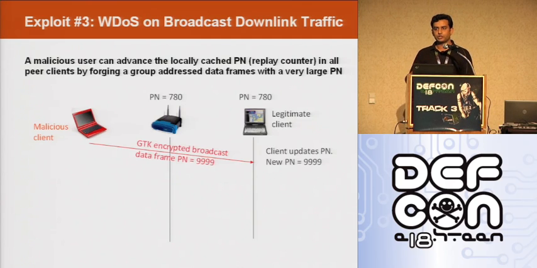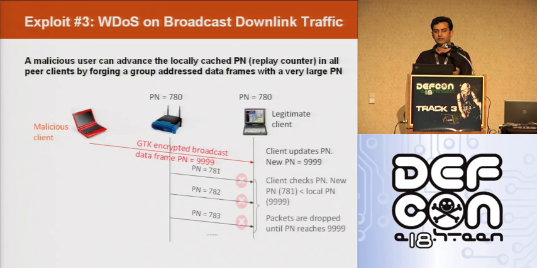So the client is going to update its locally saved packet number, and the local packet number becomes 9,999. The access point has no idea about this change which has happened on the client device. So the access point will send broadcast packets as per its own traffic stream. The last packet sent by the access point was 780. So next time it will send 781, 782, 783, and so on.